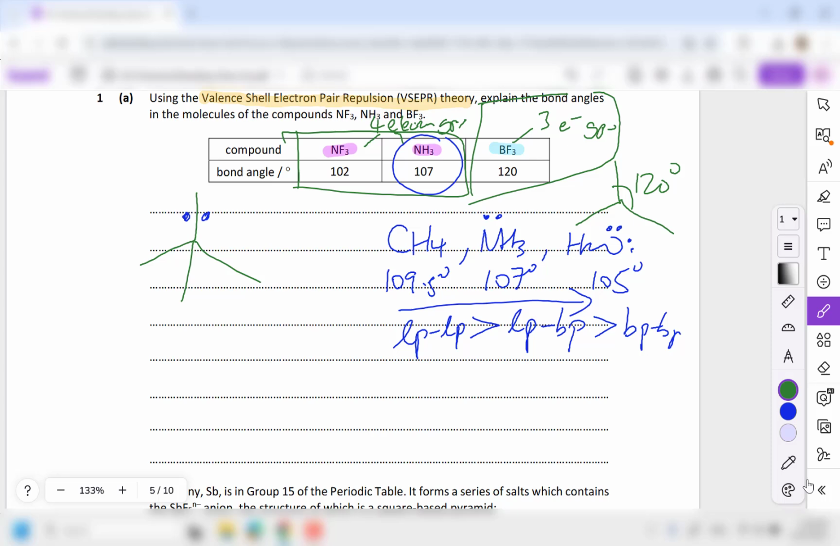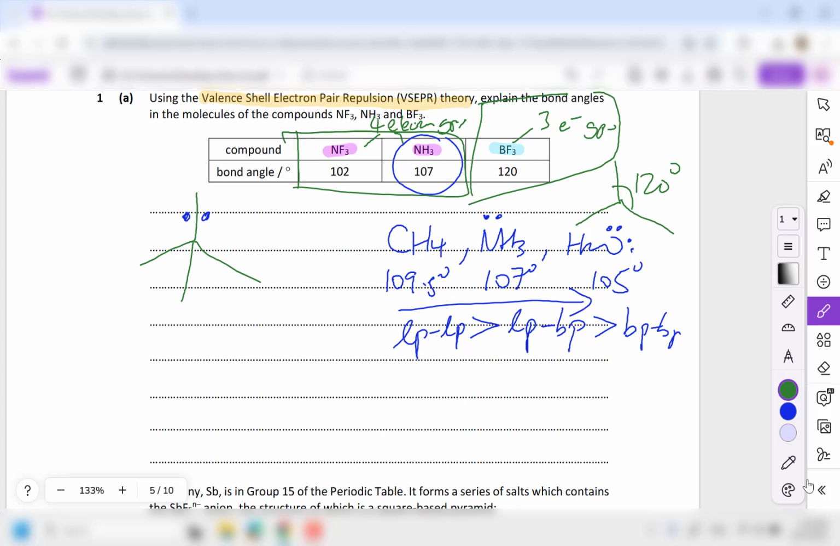Any variation in that, then we need to look at the number of lone pairs. 1 lone pair, we are looking at lone pair bond pair repulsion being more significant than bond pair repulsion, so eventually it will take on an angle of 107. 2 lone pairs, like that in water, we are looking at lone pair repulsion being more significant than lone pair bond pair repulsion, which in turn is more significant than bond pair repulsion. So that will take on an angle of 105 degrees.